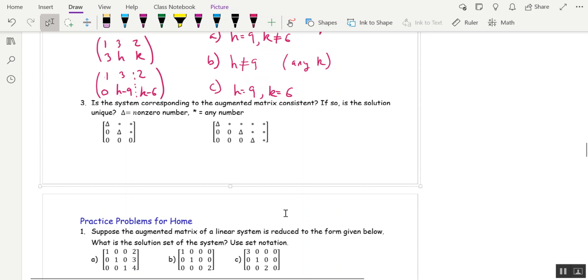Okay, so this last example we're going to do together, there are 2 questions for each matrix. Is the linear system consistent? And if so, is the solution unique? Triangle means a non-zero number.